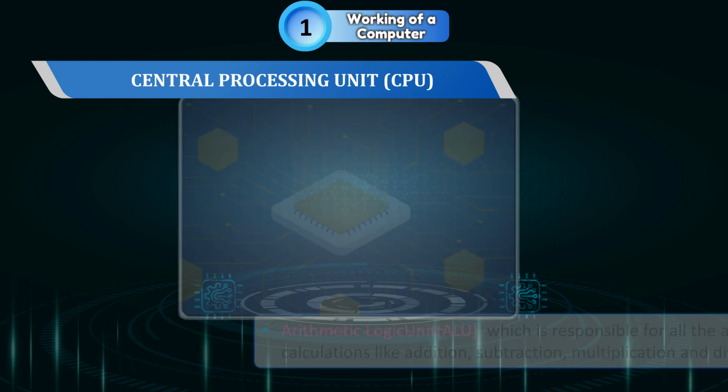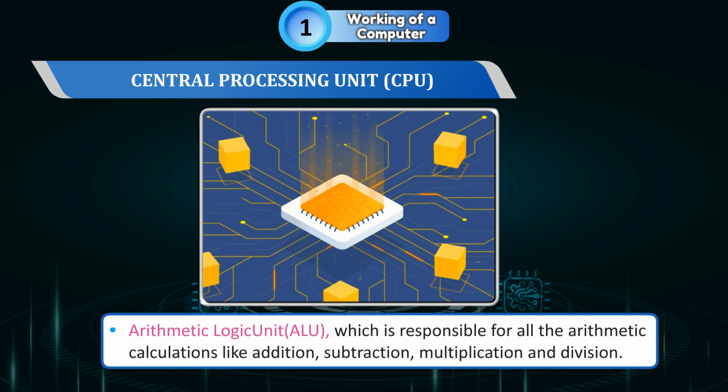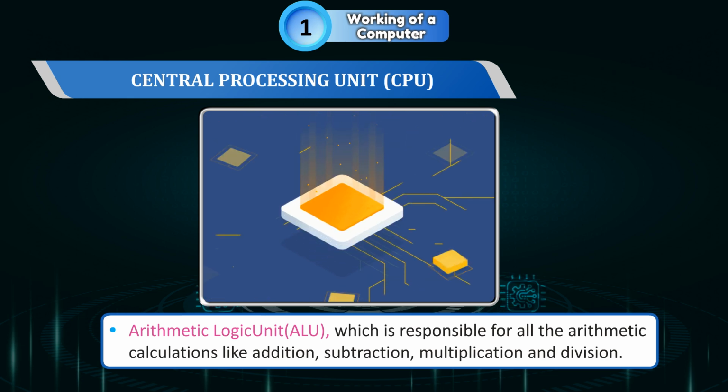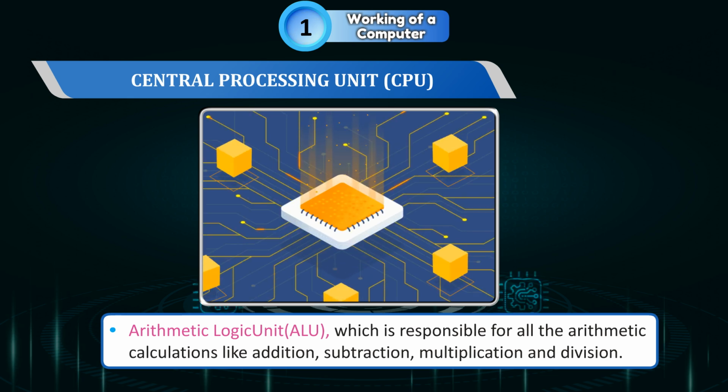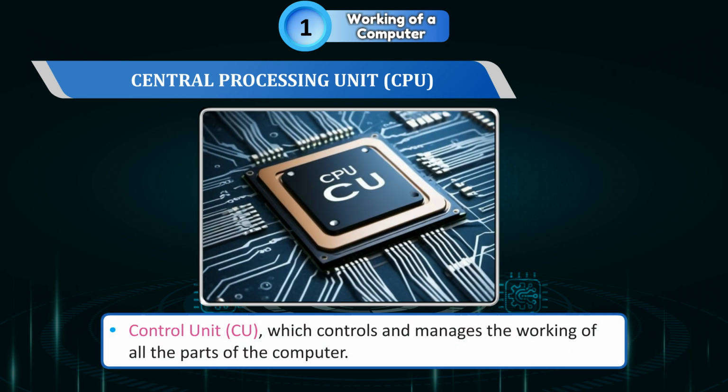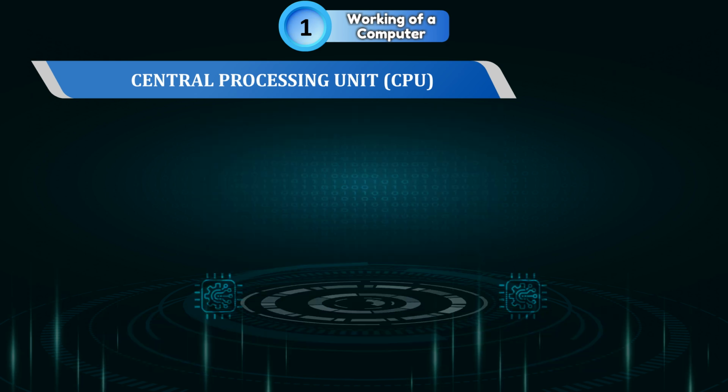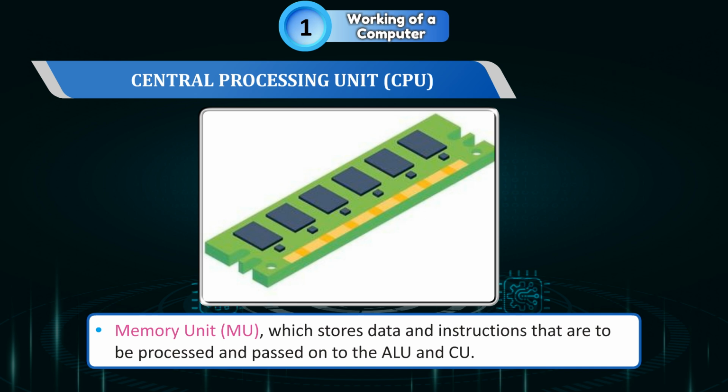These are Arithmetic Logic Unit (ALU), which is responsible for all the arithmetic calculations like addition, subtraction, multiplication, and division. Control Unit (CU), which controls and manages the working of all the parts of the computer. Memory Unit (MU), which stores data and instructions that are to be processed and passed on to the ALU and CU.